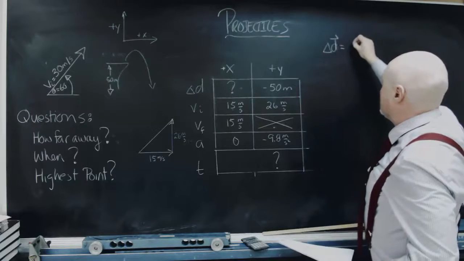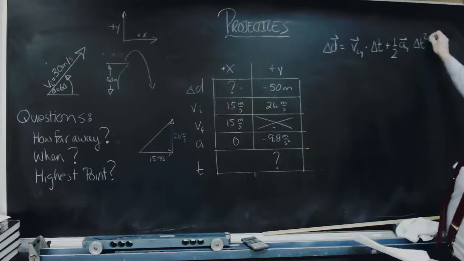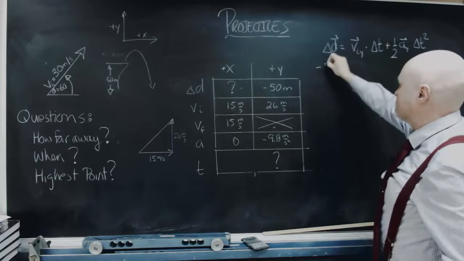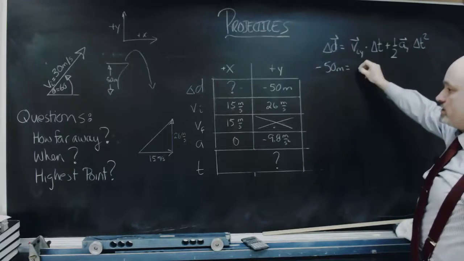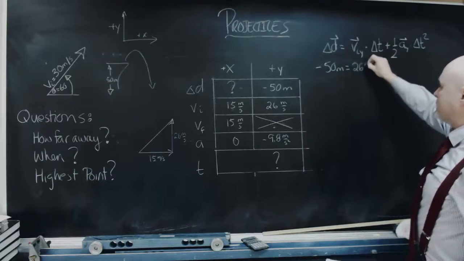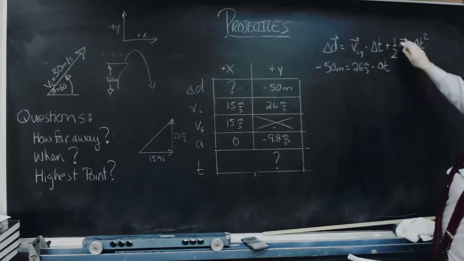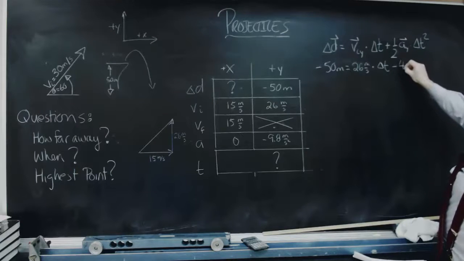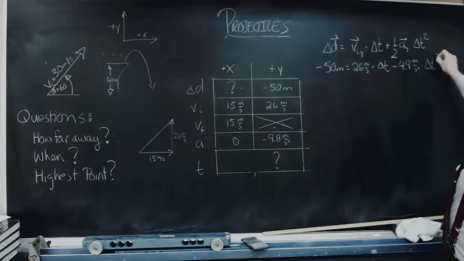So the change in displacement is equal to the initial velocity in the y direction times delta t, which I don't know, plus 1/2 times the acceleration in the y direction, which is negative 9.8, times delta t squared, which once again I don't know. This is going to land 50 meters below where it started. Its initial velocity is 26 meters per second. The time, I don't know. 1/2 times negative 9.8 is negative 4.9 meters per second squared, and this is times delta t squared.